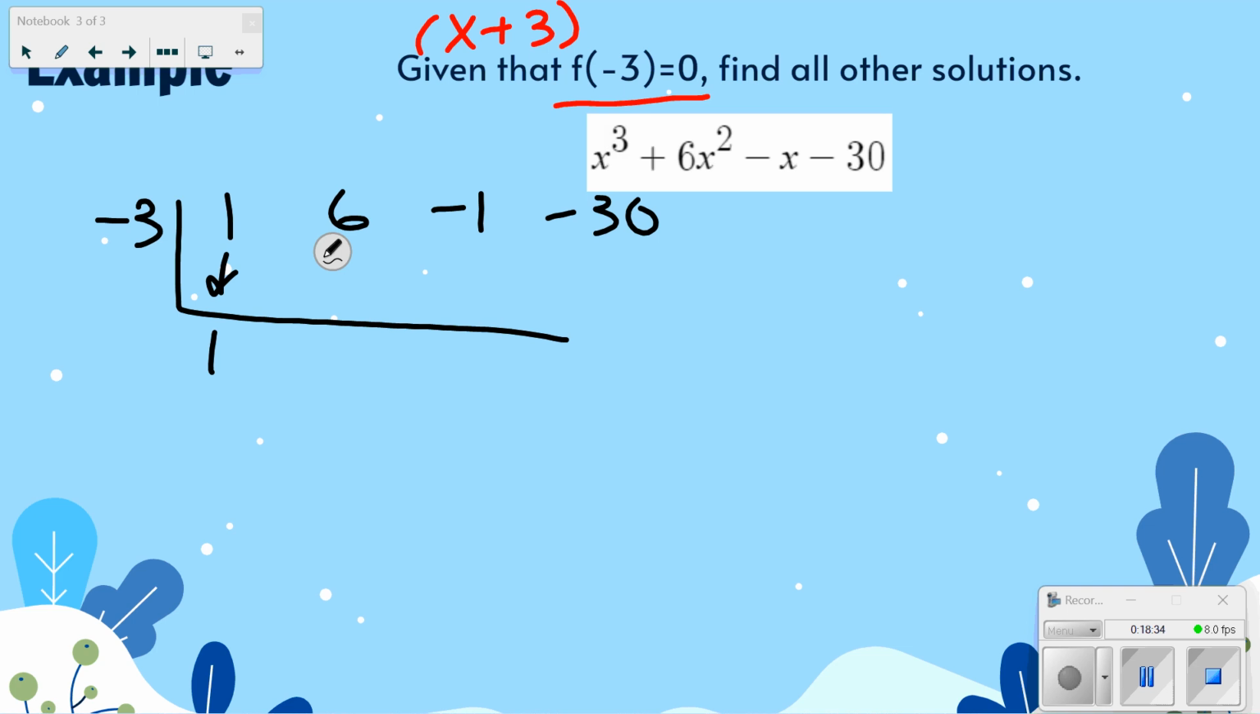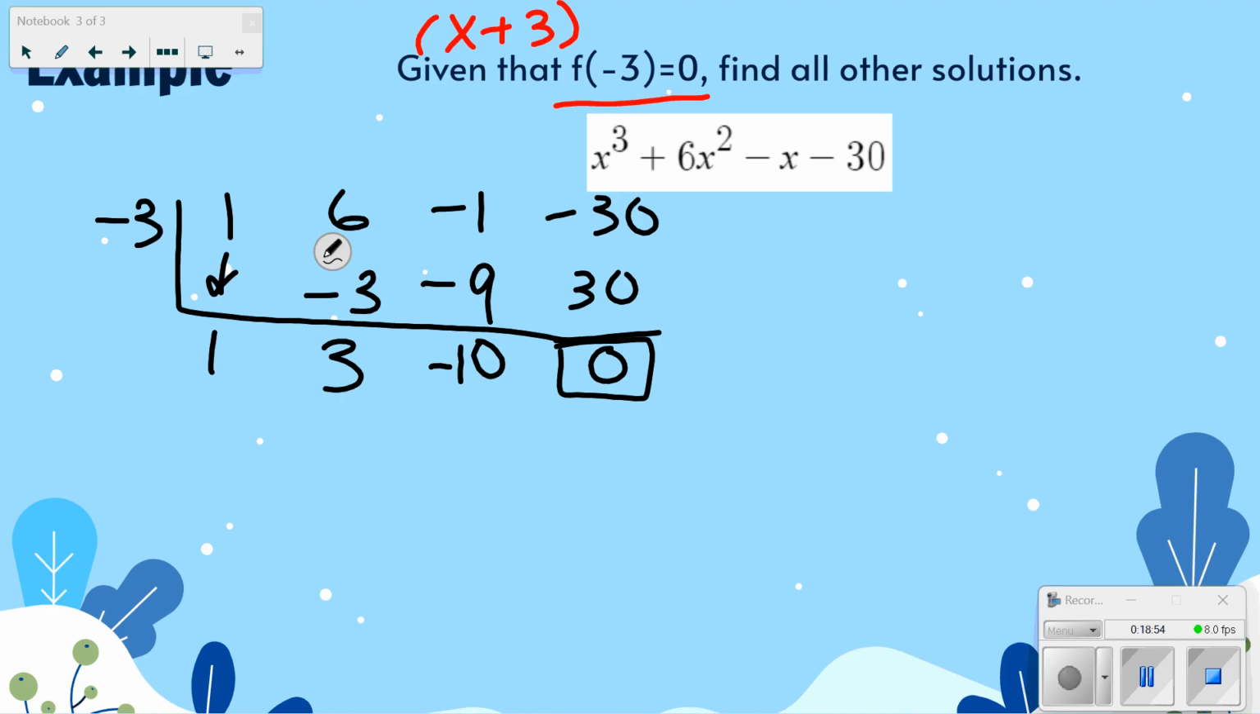Great job. Multiply by -3. And then I'm doing what with those two? Adding, and then we'll cycle through. So now multiplying, we'll get -9. Adding together, we'll get -10. Multiplying by -3, we'll get 30. And they added together to get 0, which tells me I'm on the right track, right?